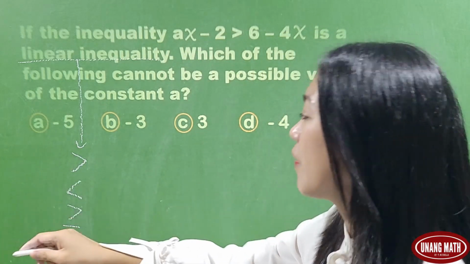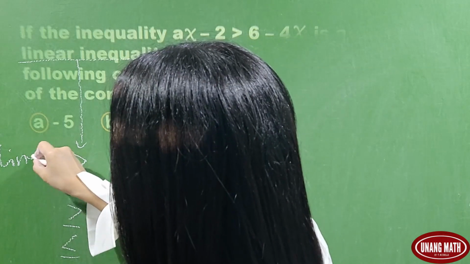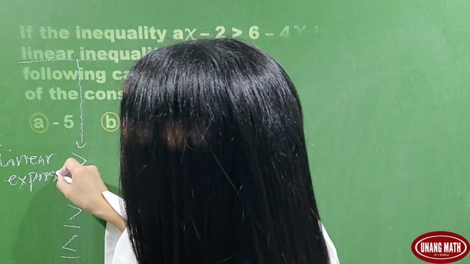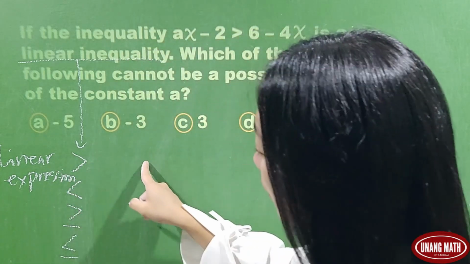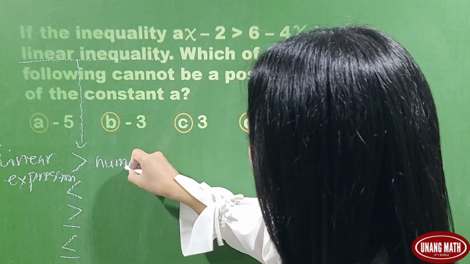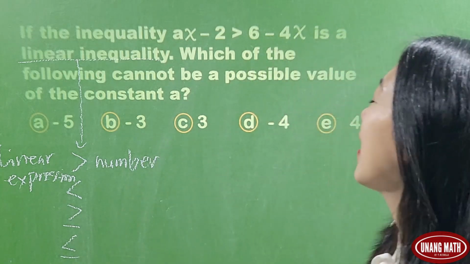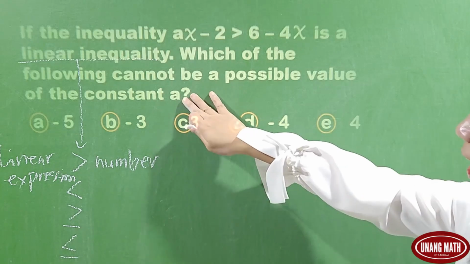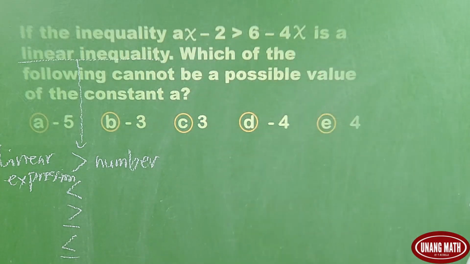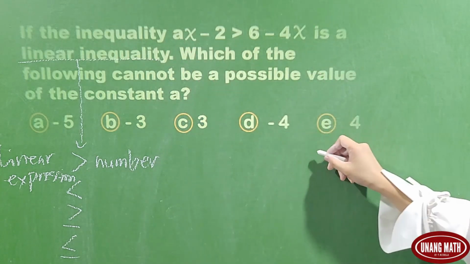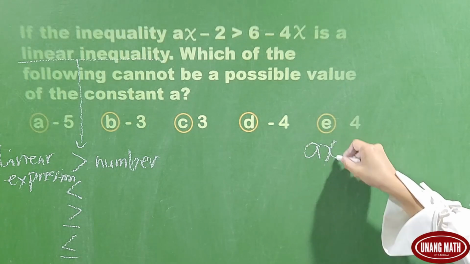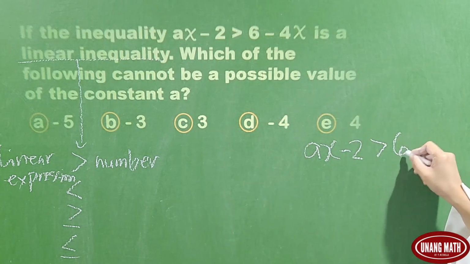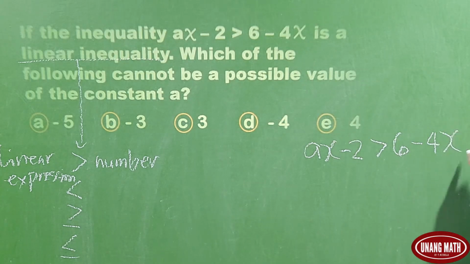And on the left side must be a linear expression, and on the right side is a number. Let's find out which of the following cannot be a possible value of the constant a in this linear inequality. Let's get the linear inequality: ax minus 2 is greater than 6 minus 4x.